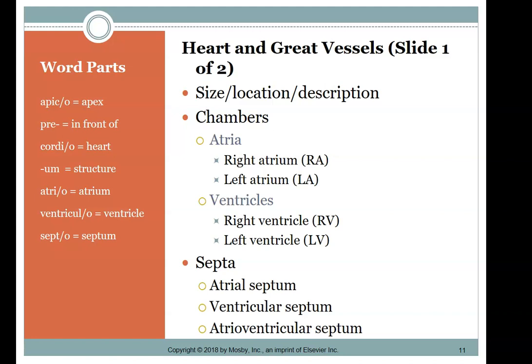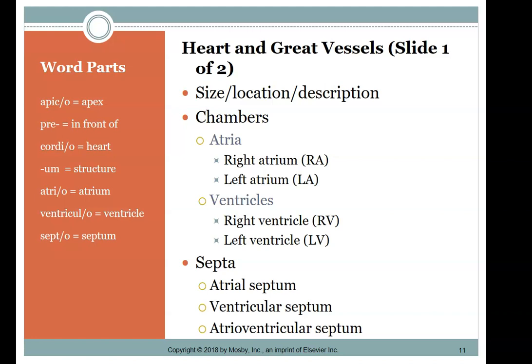Inside, the heart has four chambers. The upper chambers are called the atria. And with your atria, you've got your right atrium, the RA, and the left atrium, the LA. The lower chambers are called the ventricles, which are composed of fleshy, beam-shaped structures called trabeculae carneae.